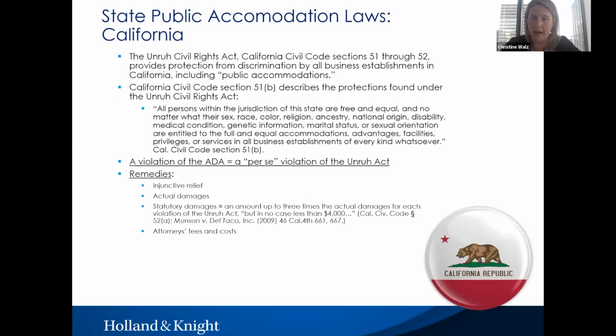In addition to the Americans with Disabilities Act, most states have public accommodation laws. Today I've identified two that you should be aware of, although depending on what state you're in, you should consider the state laws that may also have requirements for website accessibility. Under California law, the California Unruh Civil Rights Act prohibits discrimination by all business establishments in California. A violation of the ADA is a per se violation of the Unruh Act. And unlike the Americans with Disabilities Act, the California law, in addition to providing injunctive relief, also allows for actual damages as well as statutory damages and a recovery of attorney's fees and costs.